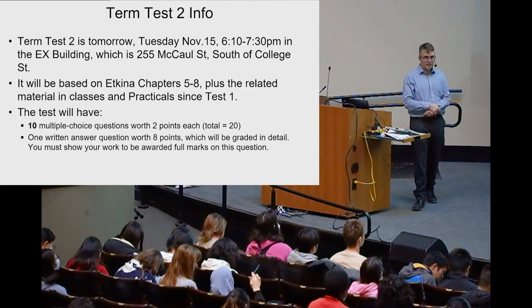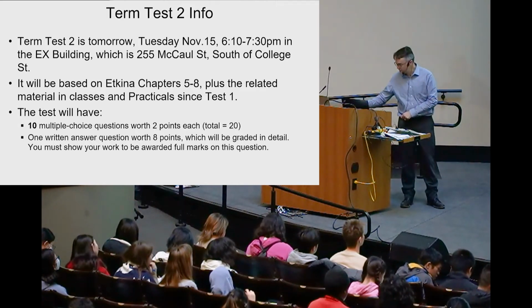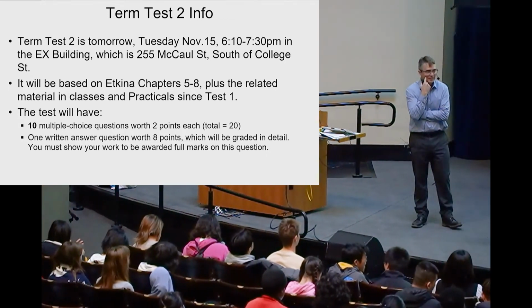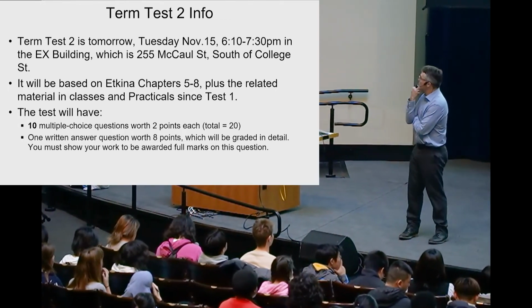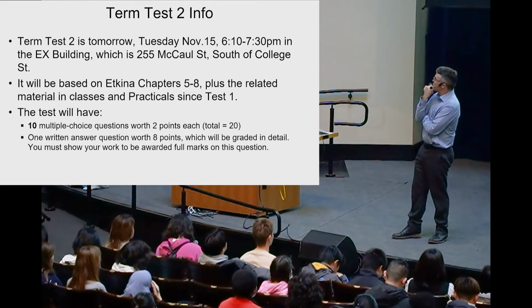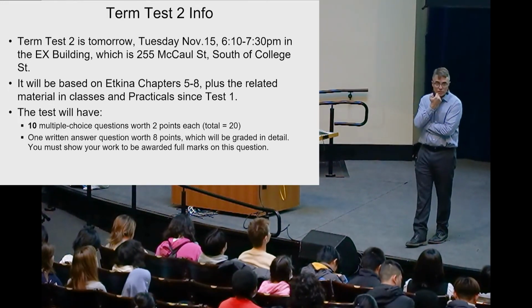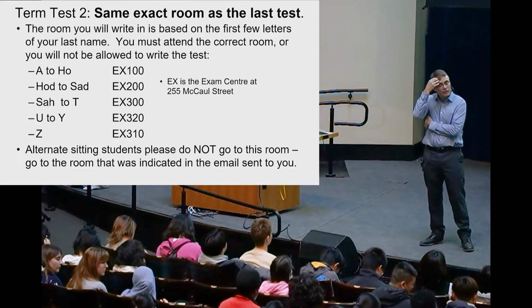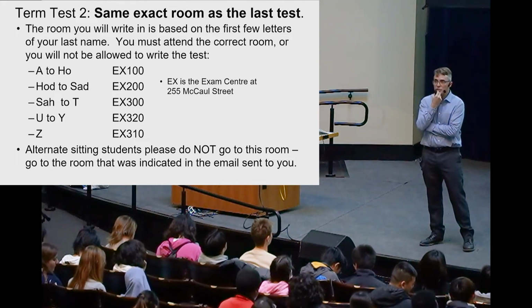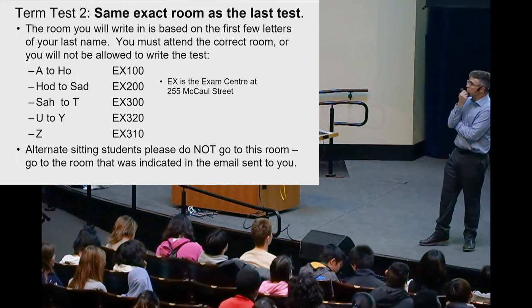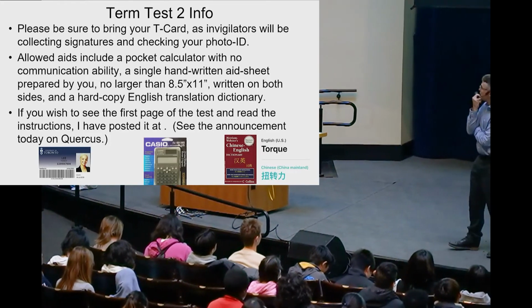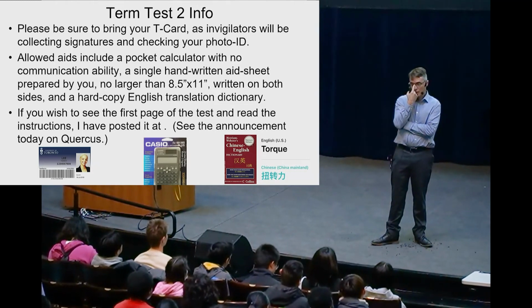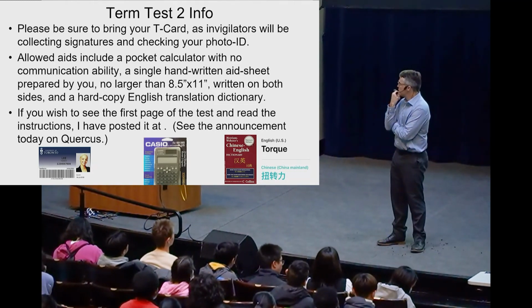Okay, I do have one more example I want to do, but let me talk a little bit about term test 2. The easy thing to remember is that it's exactly like term test 1, except now it's different chapters. It has 10 multiple choice questions worth 2 points each, and then 1 written question worth 8 points. It's in this exact same room you wrote it in last time, over in the EX building, and just show up there tomorrow night. And that's all you need is something to write with. You need your calculator. You need your T card. Don't forget some photo ID. That's important because we're going to be collecting your signatures again and looking at your face.